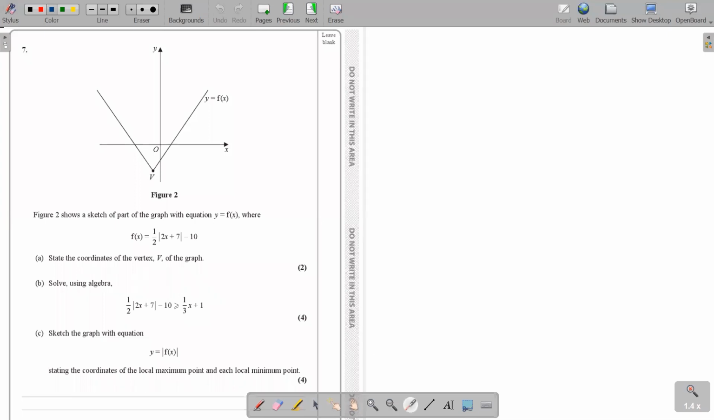Okay, next we move on to question number 7. Figure 2 shows a sketch of part of the graph with the equation y equals f(x), where f(x) equals half modulus 2x plus 7, minus 10. State the coordinates of the vertex V of the graph.